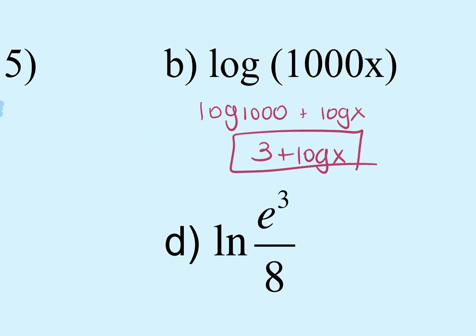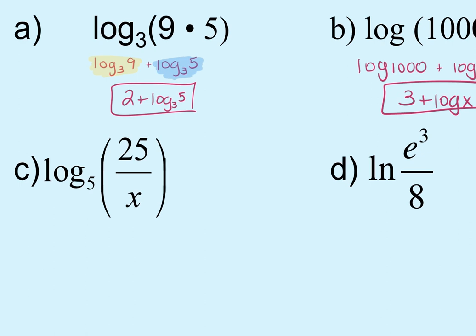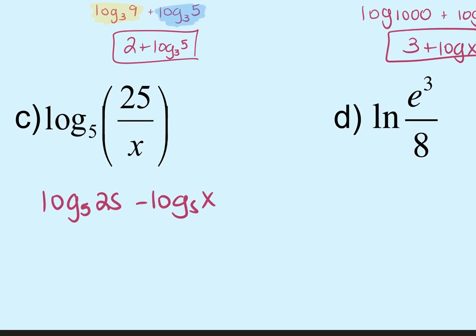Go to C. Now it's division, which means subtraction. Log base 5 of 25 minus log base 5 of x. Can I simplify those? Log base 5 of 25 is 2.